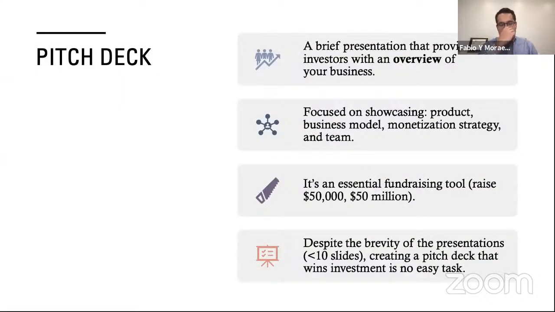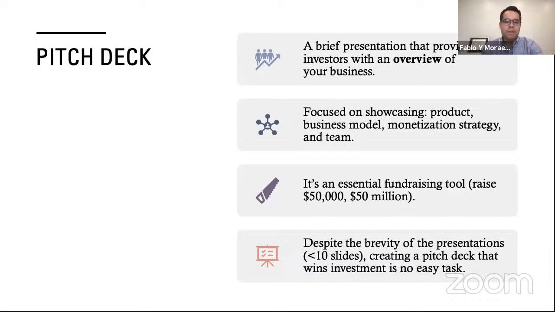So let's start. We are going to talk tonight about pitch deck. A pitch deck is a brief overview or a presentation that you're going to provide about your business to investors or even to people who are interested in your startup or in your business. You should focus on showcasing your product, your business model, your monetization strategy, and your team. Building a pitch deck is an art, and presenting is an even more complex art. So you need to learn, understand, and train ahead of doing a big presentation.